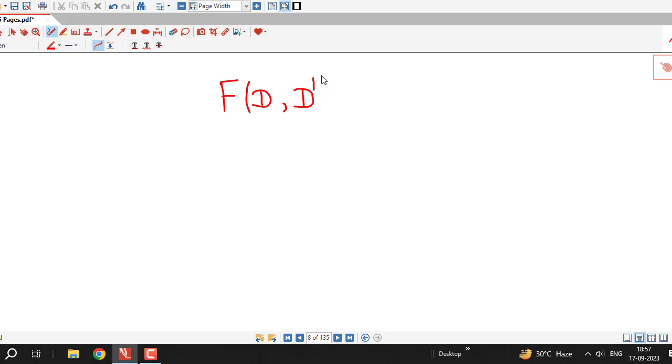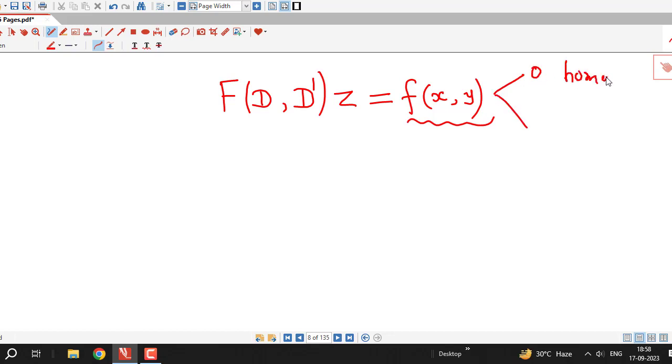So what we have understood is that if we have a linear partial differential equation with constant coefficients, then we can always write it in this form. This is the general form of a linear partial differential equation with constant coefficients, where z is a function of two variables x and y. Now depending upon the nature of this function f(x, y), we have two characterizations. If f(x, y) is 0, the differential equation is called homogeneous. If f(x, y) is different from 0, the differential equation is called non-homogeneous.